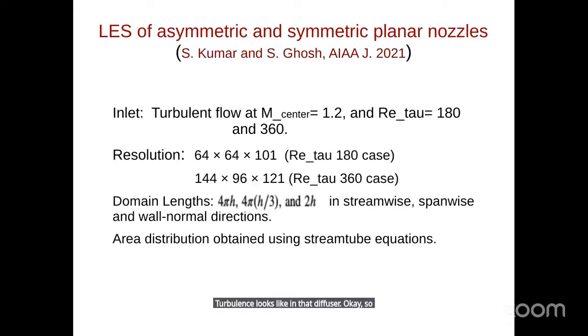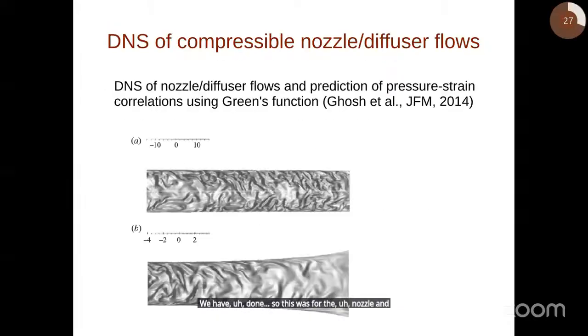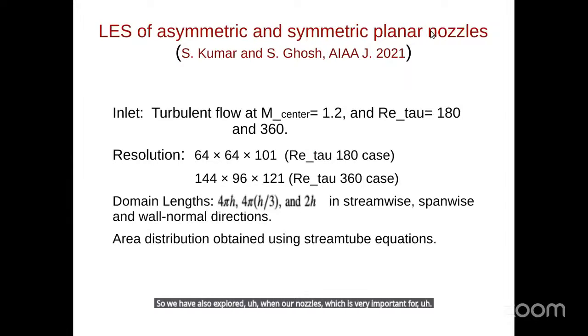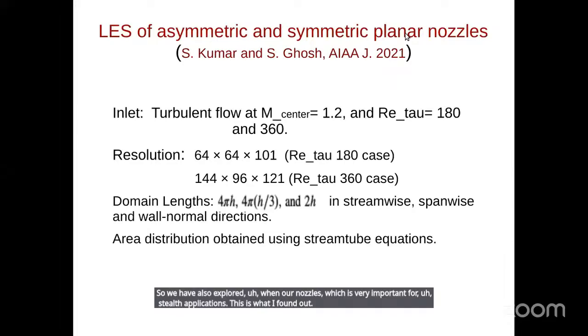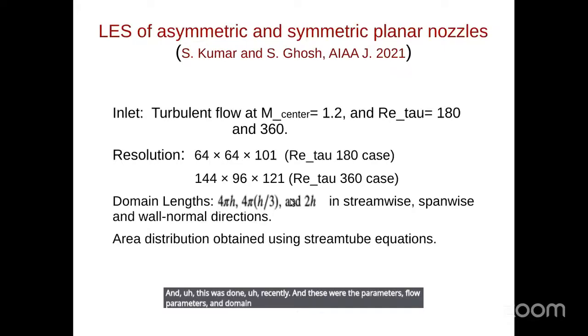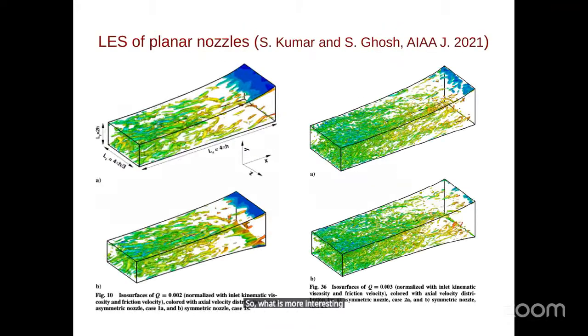Okay, so this was for the nozzle and diffuser with circular cross sections. We have also explored planar nozzles, which are very important for stealth applications. Planar nozzles are becoming quite important these days, and therefore we decided to do LES of both asymmetric and symmetric planar nozzles, and this was done recently, and these are the flow parameters and domain lengths and so on. What is more interesting are the results.